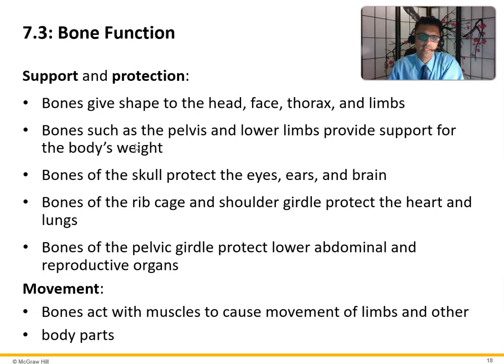Okay. Again, why do we have bones? Well, support and protection. Bones give shape to the head, the face, the thorax, and the limbs. Bones such as the pelvis and lower limbs provide support for the body's weight. Bones of the skull protect the eyes, ears, and brain. Bones of the ribs and shoulder girdle protect the heart and lungs. Bones of the pelvic girdle protect lower abdomen and reproductive organs. So very important. Movement. Bones act with muscles to cause movement of limbs and other body parts.